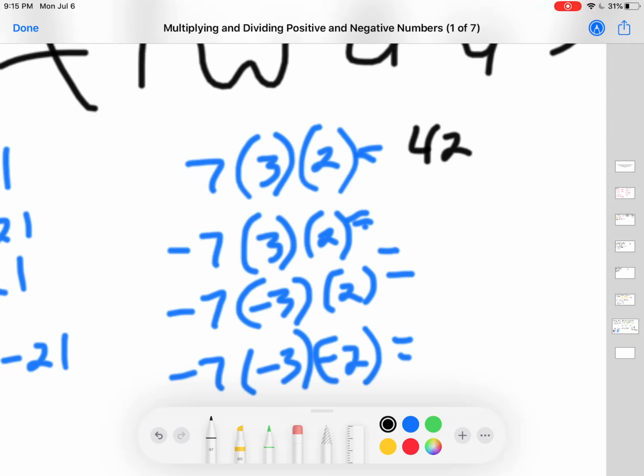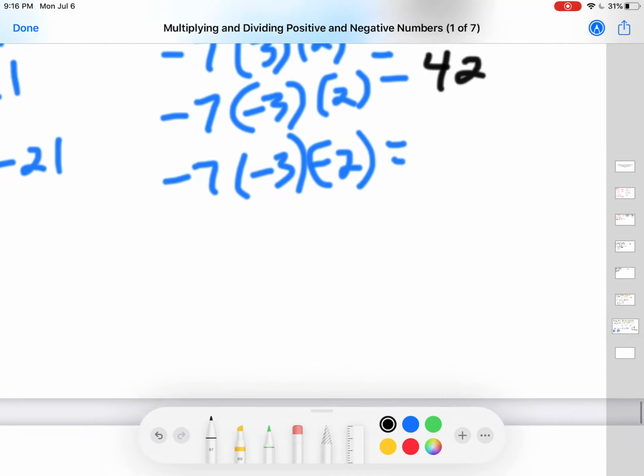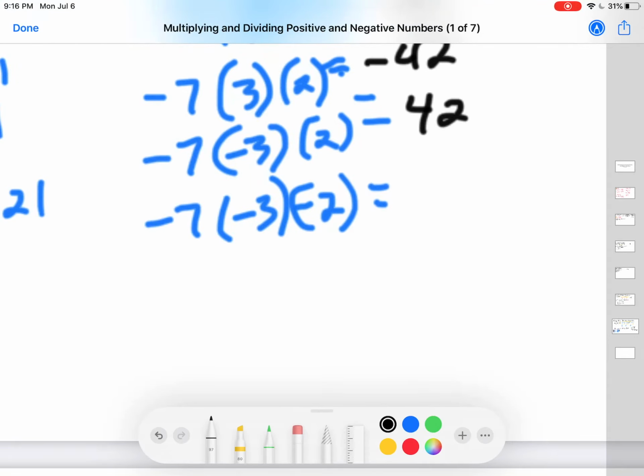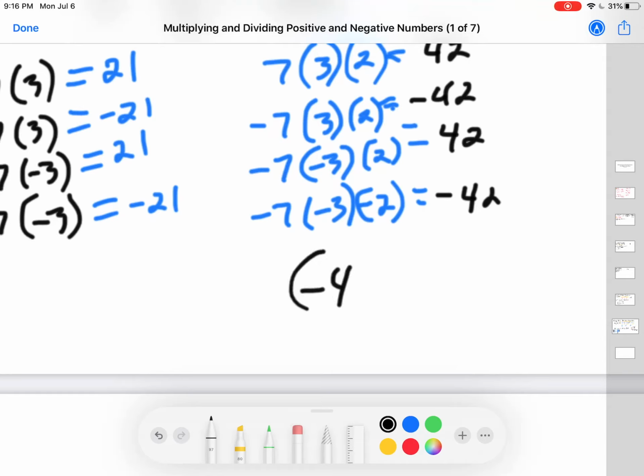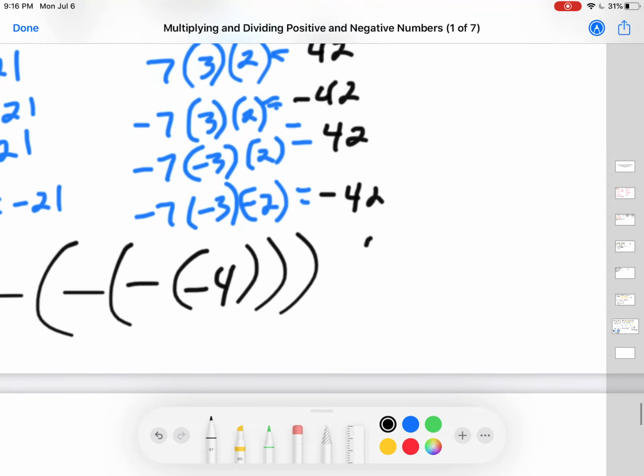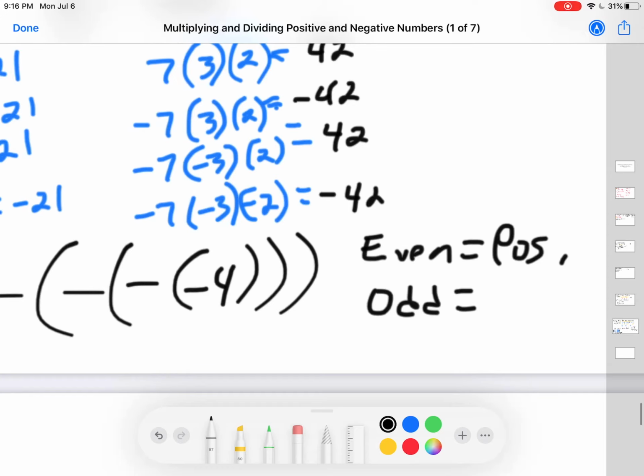Negative 7 times 3 is negative 21. Negative 21 times 2, there's not a second negative to cancel it out. It's negative 42. Negative 7 times negative 3 is positive 21. Positive 21 times 2 is positive 42. Negative 7 times negative 3 is positive 21, times negative 2 will then make it negative 42. It's just like negative 4, opposite, opposite, opposite. If you've got an even number, it's positive. If you have an odd number, it's negative.